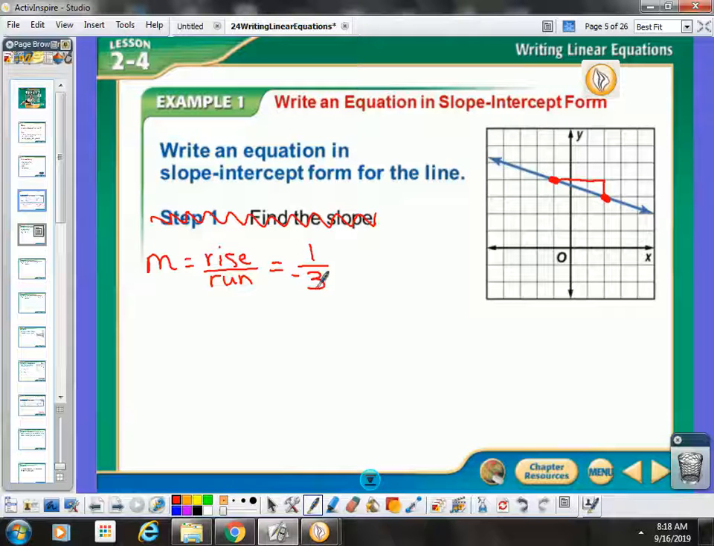Now, just looking at my graph, I can't pick out the y-intercept, can I? Because it's in between two dots, so I know it's going to be a fraction or a decimal. So please don't just guess. I want you to take another approach. Use one of your ordered pairs and your slope to help you find your y-intercept. So if I pick out one of these points, let's use that one right there. That point is at 2, 1, 2, 3. 2, comma 3. I can use my point, 2, 3, and my slope, negative 1/3, to help me find the y-intercept.